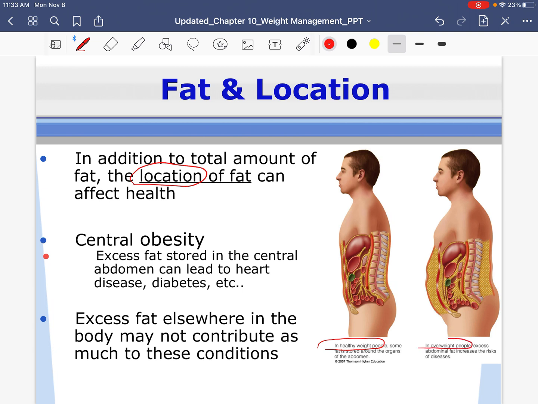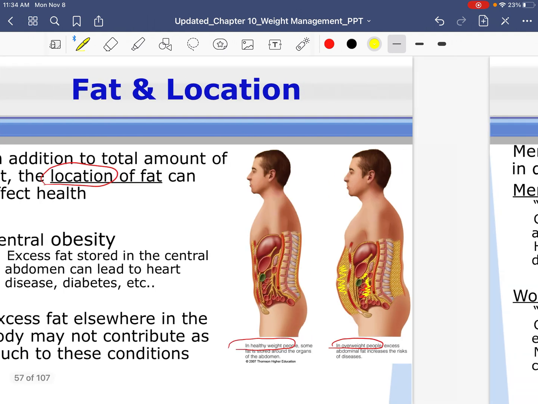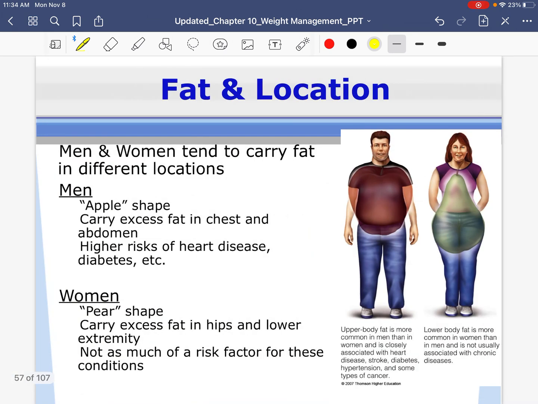So you can see these pictures here. In a healthy weight person, some fat is stored around the organs, but not too much. In an overweight person, we can have an excess amount of fat between the organs. Let me make it yellow. We could have an excessive amount of fat between the organs, but you can also have an excessive amount of fat outside of the organs, under your skin.